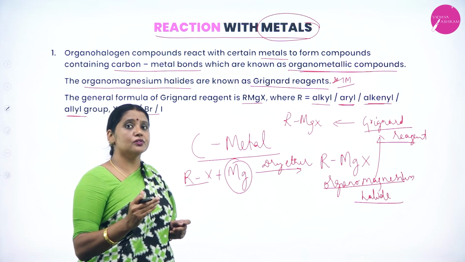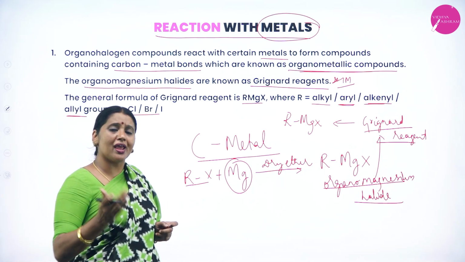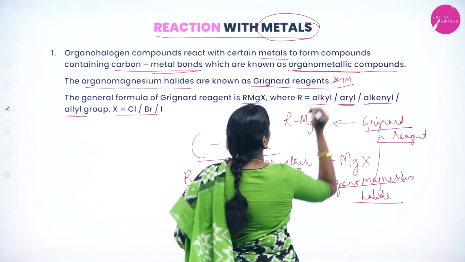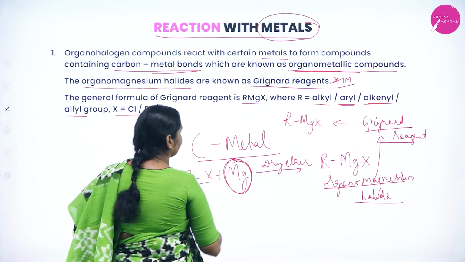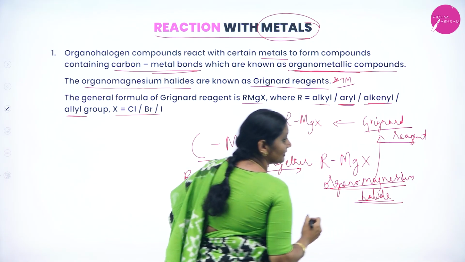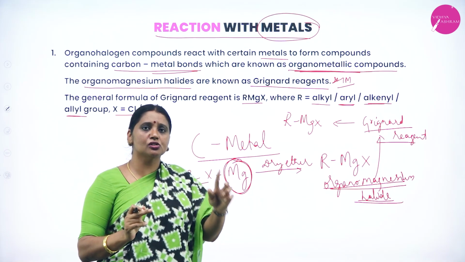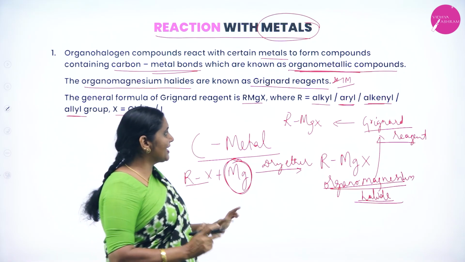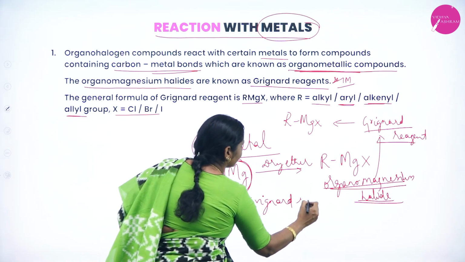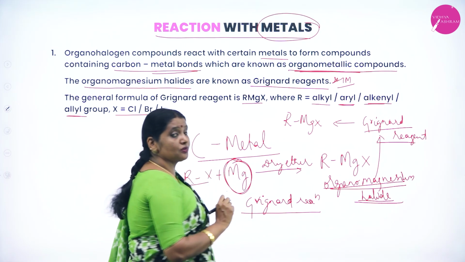Therefore, organohalogen compounds, that is haloalkanes and haloarenes, react with metal. What happens when they react with metal? They form a carbon-metal bond. Therefore, they are known as organometallic compounds. What happens when they are heated with magnesium in the presence of dry ether? They form organomagnesium halide. These organomagnesium halides are also called Grignard reagent, and the reaction is called Grignard reaction. It's a very important question for your board.